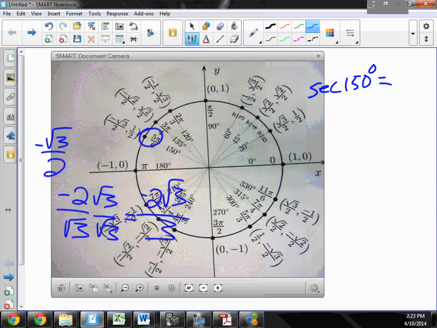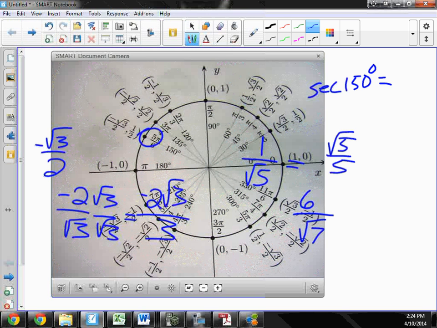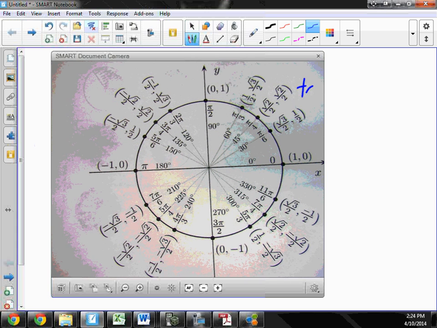And in general, if you have 1 over root 5, what is that going to become? Root 5 over 5. So it looks like there's a lot of work there, but if you know the pattern, it's simple. What about 6 over the square root of 7? 6 root 7 over 7. Easy enough, right?